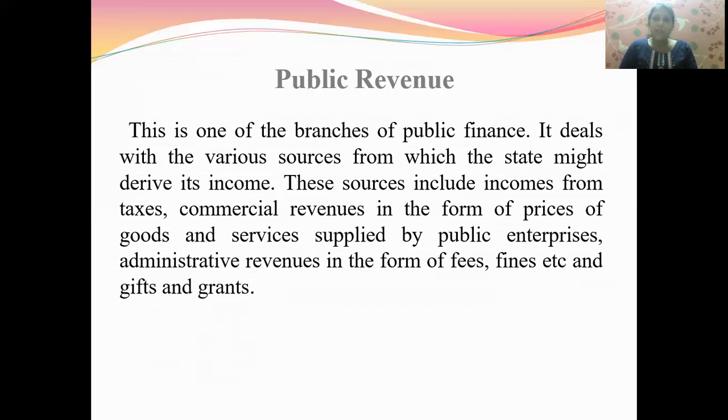Based on that, all the wages, salaries, and all the expenditures are made. These sources include incomes from taxes, commercial revenues in the form of prices of goods and services supplied by public enterprises, administrative revenues in the form of fees, fines, etc., and gifts and grants. So all these fall in the category of revenue.